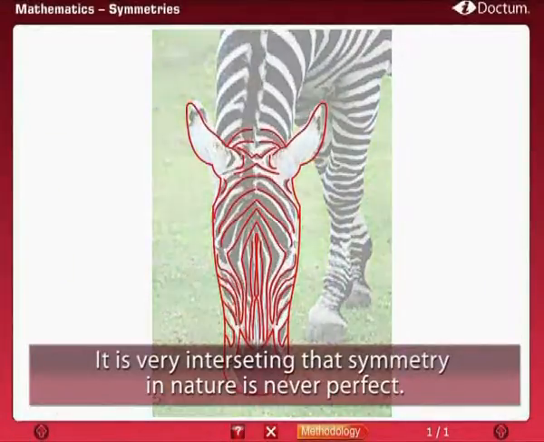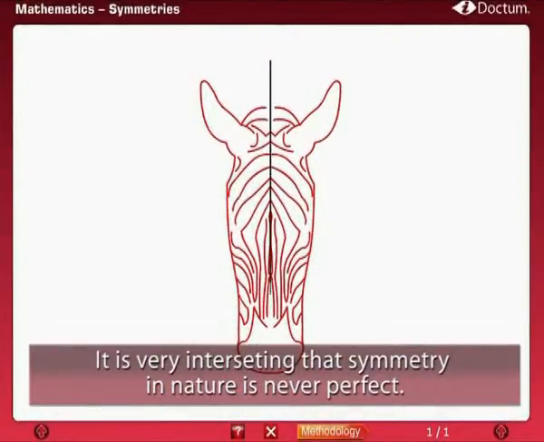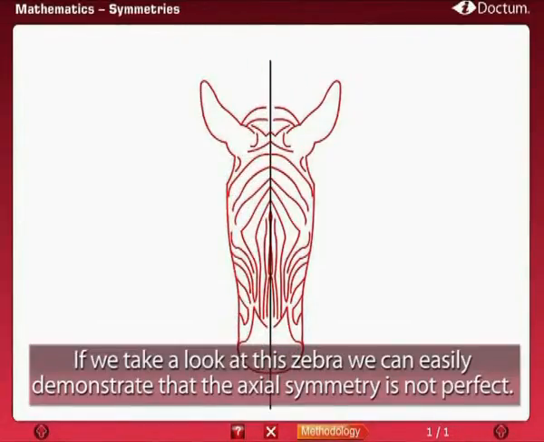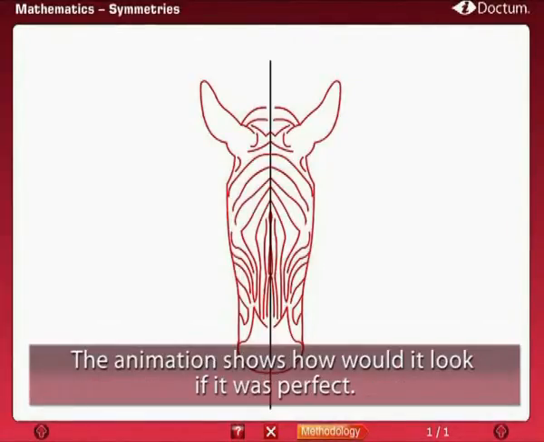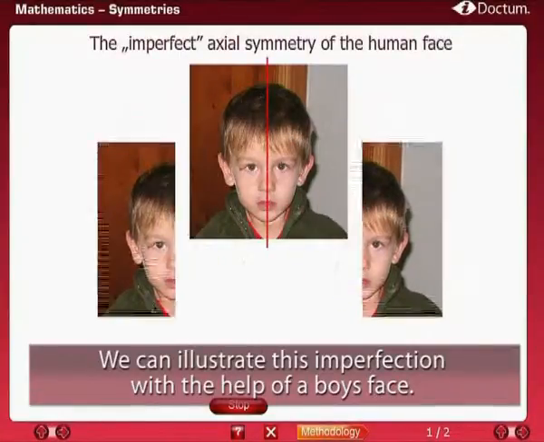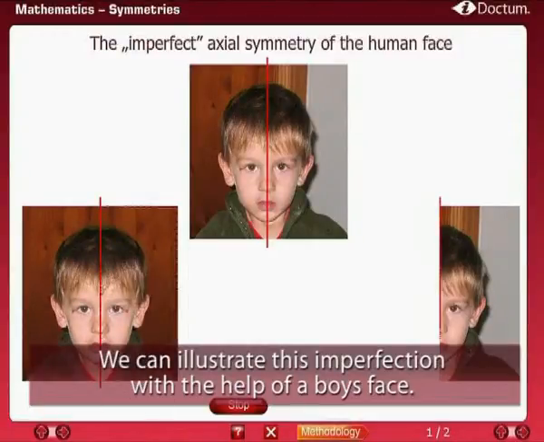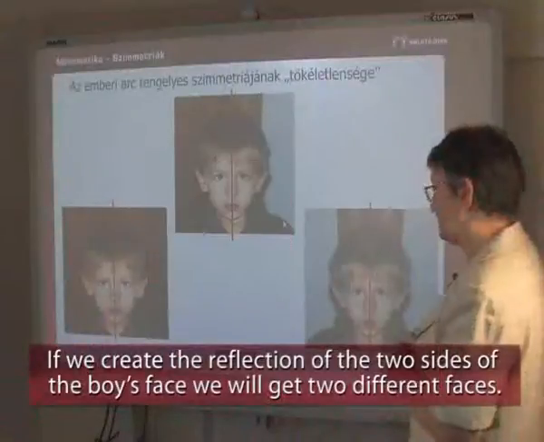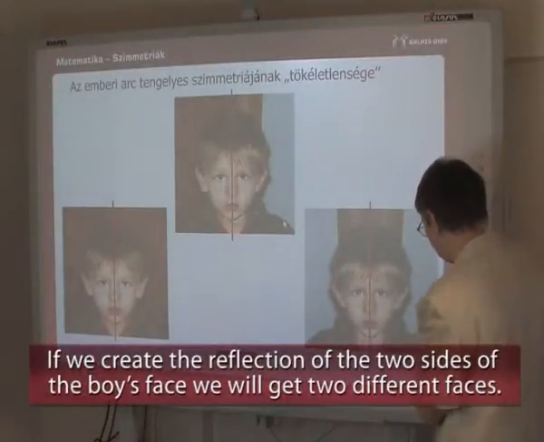We can find several examples for symmetry in nature. It is very interesting that symmetry in nature is never perfect. If we take a look at this zebra, we can easily demonstrate that the axial symmetry is not perfect. The animation shows how it would look if it was perfect. We can illustrate this imperfection with the help of a boy's face. If we create the reflection of the two sides of the boy's face, we will get two different faces.